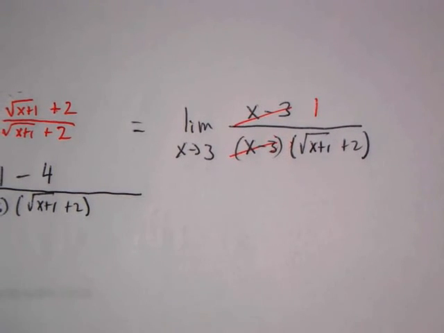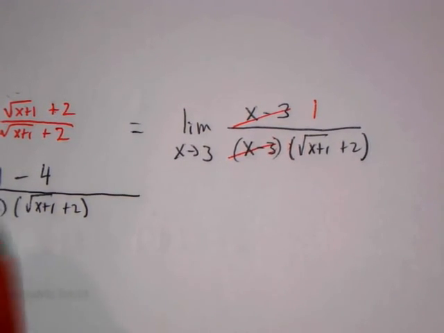Okay, so that's why I didn't want to FOIL it out. I wanted to leave that x minus 3 there. I wanted to be able to get rid of it.